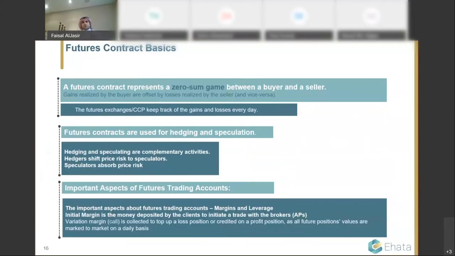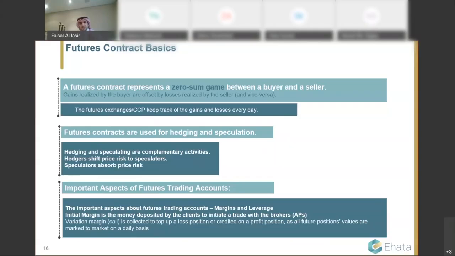So futures contracts do represent a zero-sum game, and when we say a zero-sum game between a buyer and a seller, we mean that if a buyer enters into a position and he's gaining, that would be at the expense of the seller. So at the end of the day, it will actually balance out, and we will see that by an example. It's a zero-sum game. If the buyer is losing, that goes basically as the gains for the seller, and vice versa.